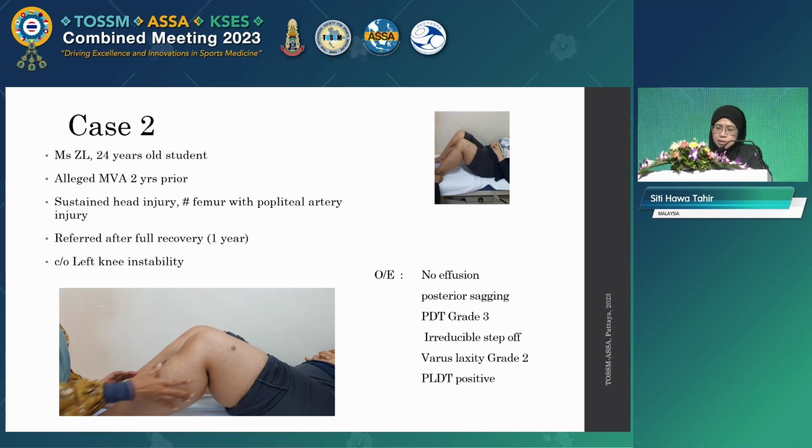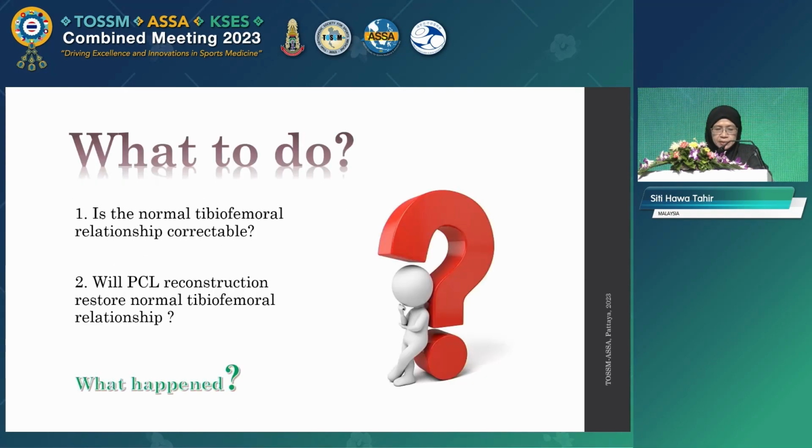A varus laxity of grade 2 was found, and she had a positive posterolateral drawer test, indicative of a combined injury of PCL and PLC. So what do we do with such cases? We know that in both cases, PCL reconstruction would be needed to stabilize the knee. But there are two things that we need to ask ourselves before we decide. Is the normal tibio-femoral relationship correctable or not? If we were to do a PCL reconstruction, will it be able to restore the normal tibio-femoral relationship or not?